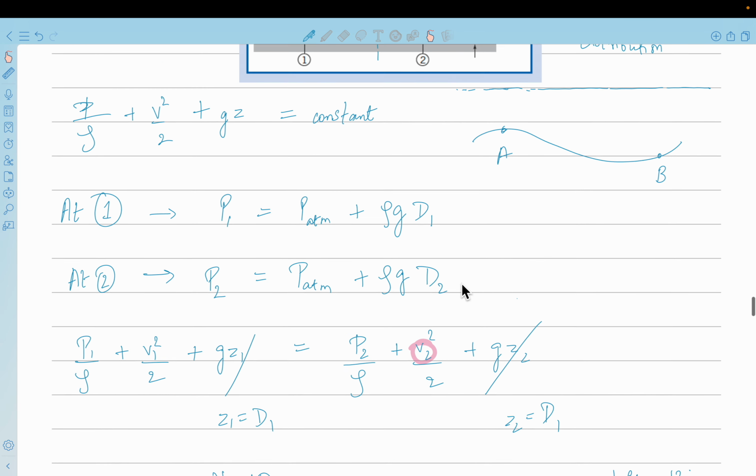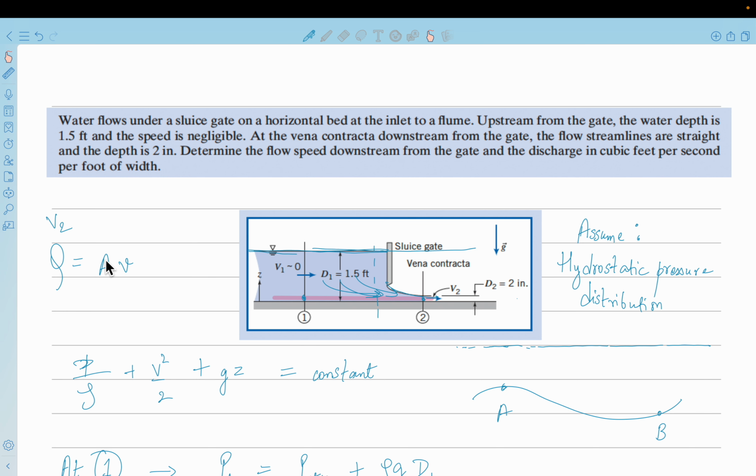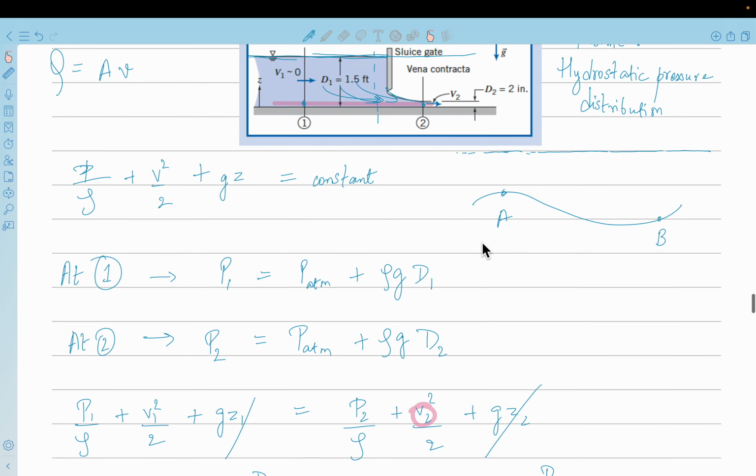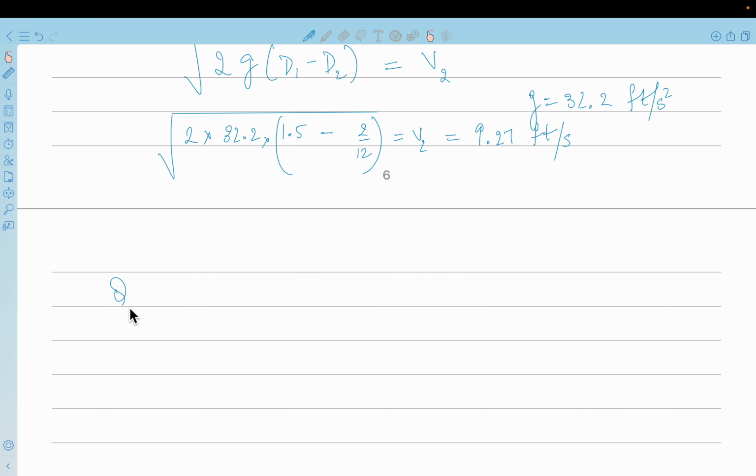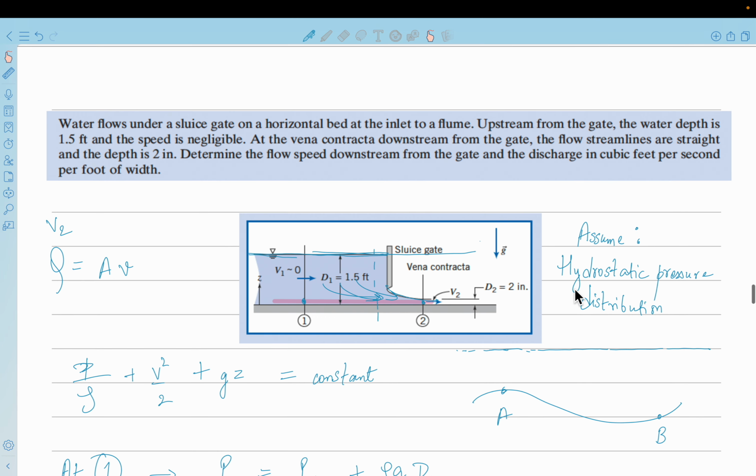Okay, so now we have found the velocity, and we also had to find the discharge, which is area into velocity. Now we don't know the width into the plane of the paper, so we can find discharge per unit width. So discharge is actually area into velocity, which is this velocity V2 into the depth D2 and the width. So we can find Q by W, which is V2 into D2. V2 is 9.27 feet per second and D2 was 2 inches.